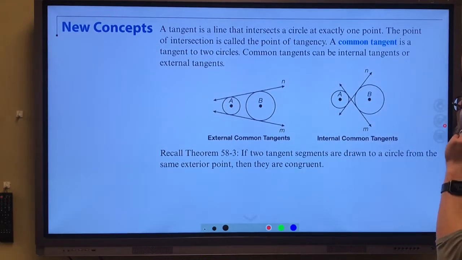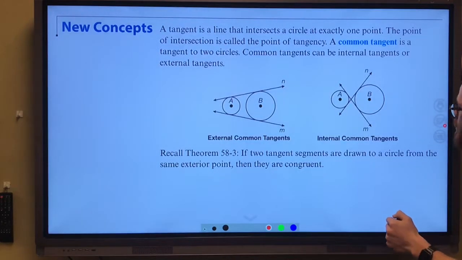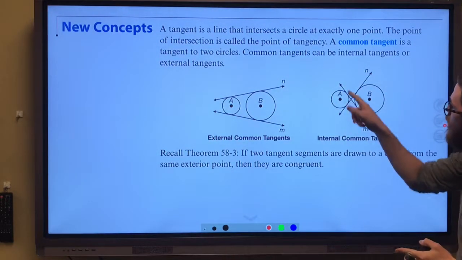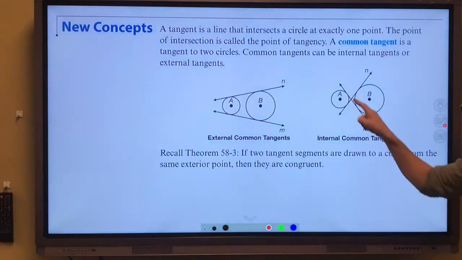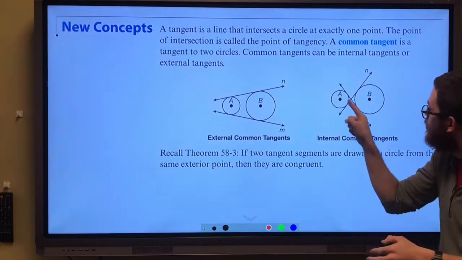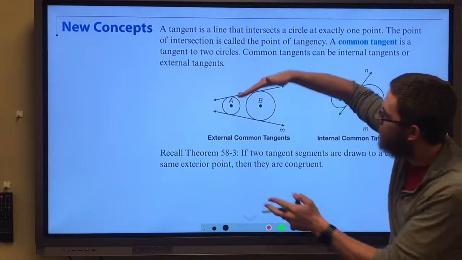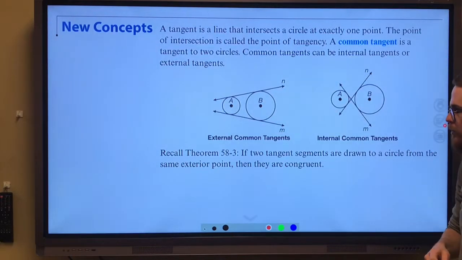Common tangents can be internal tangents or external tangents. Here are some internal common tangents right there. A common tangent is tangent to two circles. It can be internal, where they intersect each other between the two circles, or it can be external, where they do not intersect each other between the two circles.